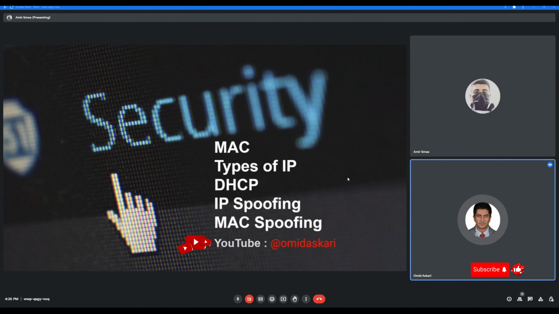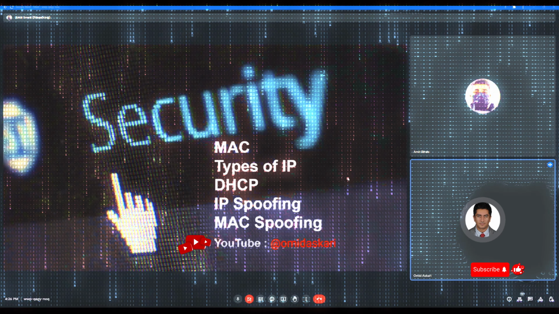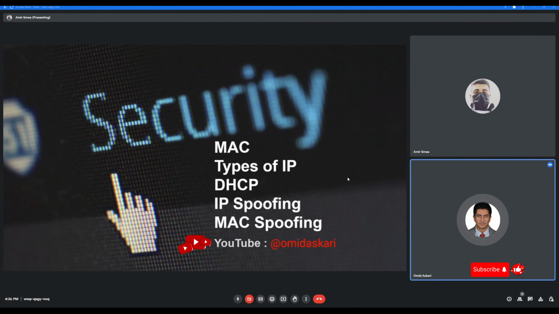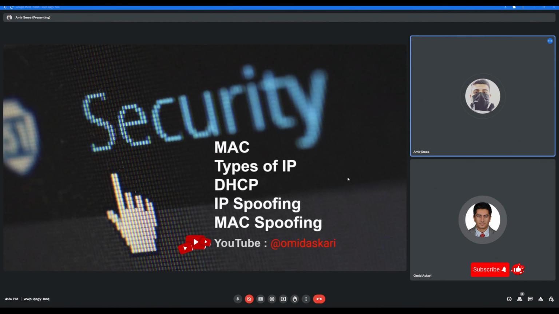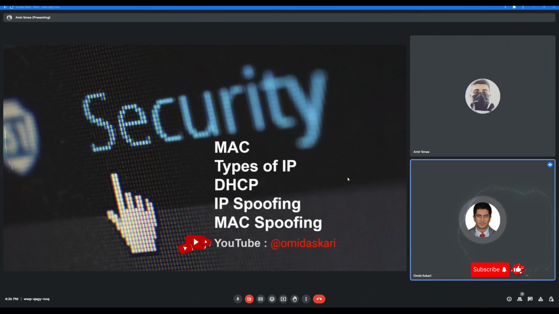In our previous conversation, Amir expressed his interest in delving deeper into the fundamentals of ethical hacking, particularly in understanding MAC addresses, types of IP addresses, DHCP, IP spoofing, and MAC spoofing. These concepts are crucial for anyone aspiring to become an ethical hacker or simply wanting to enhance their cybersecurity knowledge.